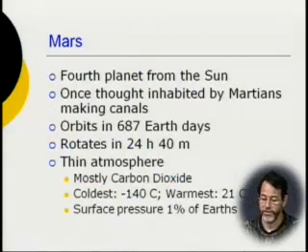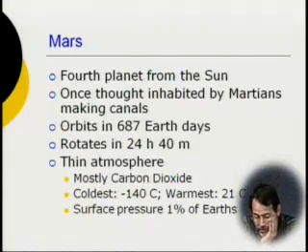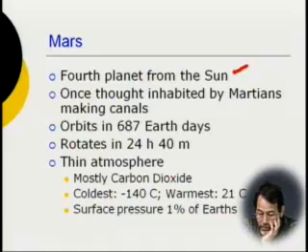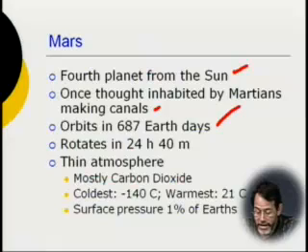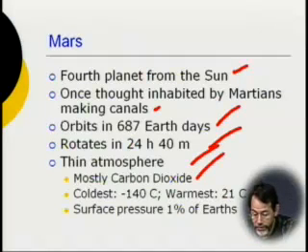Okay, out to Mars. Mars gets the best publicity of all the inner planets, excluding the Earth. It's the fourth planet out from the sun. For a while, people thought that it was inhabited by Martians. It orbits the sun every 687 Earth days, but its actual day on Mars is very similar to the day on Earth. It's 24 hours and 40 minutes. It has a thin atmosphere. It does have an atmosphere, which is also mostly carbon dioxide. It can get very cold there, minus 140 degrees Celsius.